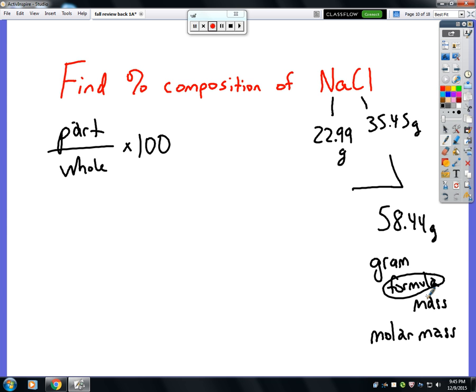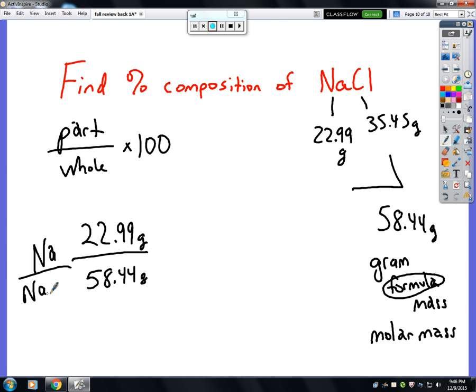Why do I want to do that? Because if I find just the percent composition for sodium, I'm going to do 22.99, because that's the mass of sodium in grams, over 58.44, which is the mass of sodium chloride in grams, and multiply it by 100. If I don't multiply it by 100, I have a ratio, not a percentage, and that gives me 39.34%.